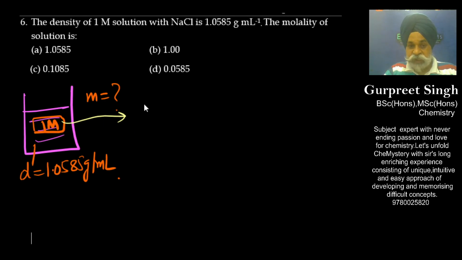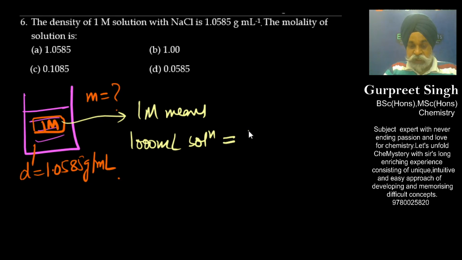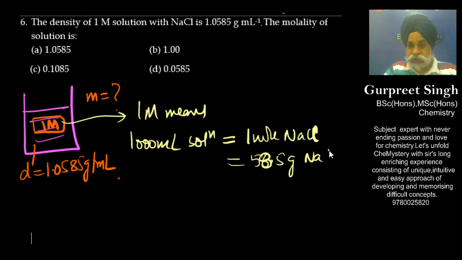1 molar means, what do we mean by this? This simply means that 1000 ml of this solution contains 1 mole of NaCl. And 1 mole of NaCl means 58.5 grams of NaCl, because 1 mole of NaCl is 23 plus 35.5, so it is 58.5 grams.